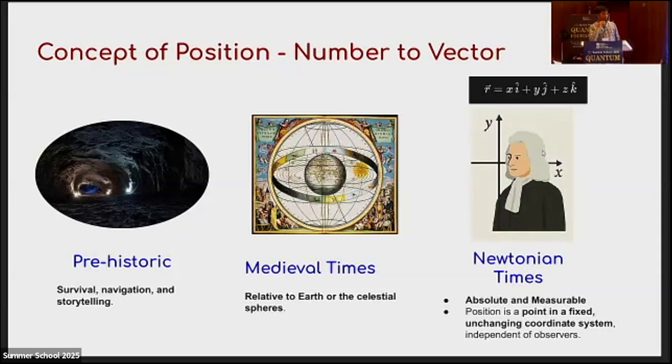In Newtonian times, coordinate geometry developed and position was defined with respect to Cartesian coordinates, represented in the form of a vector. Newton assumes it is absolute and measurable, a point fixed in an unchanging coordinate system, independent of the observer.